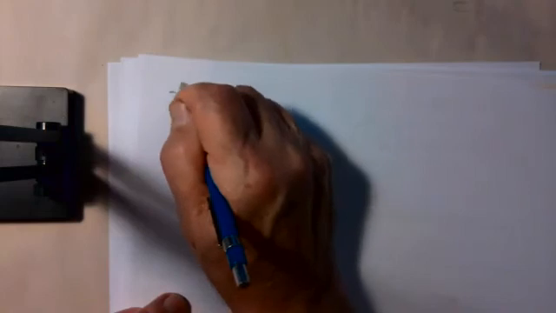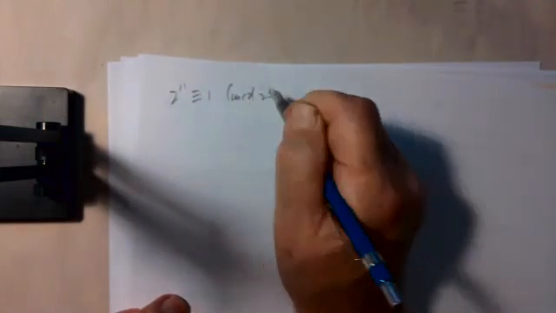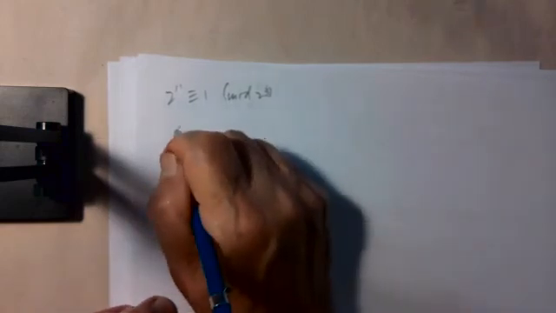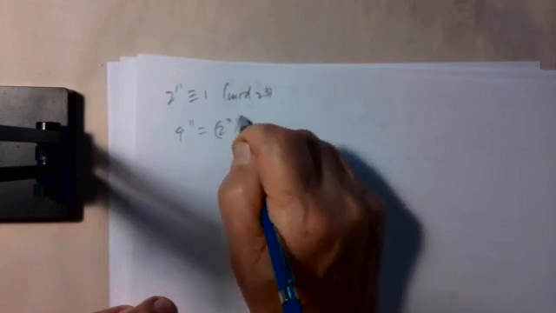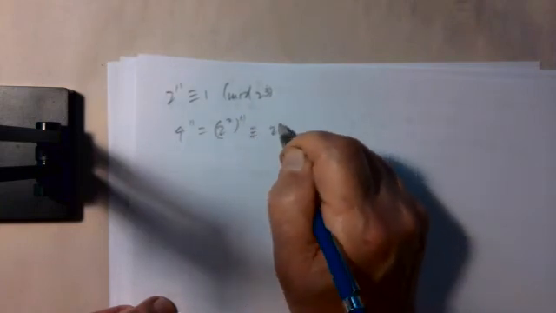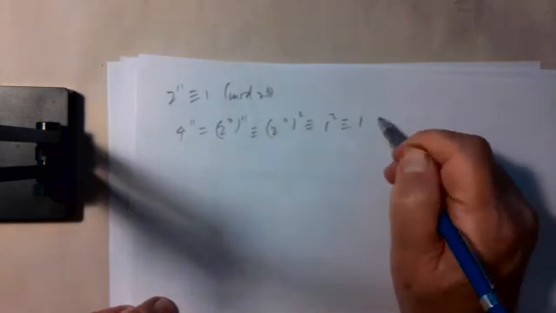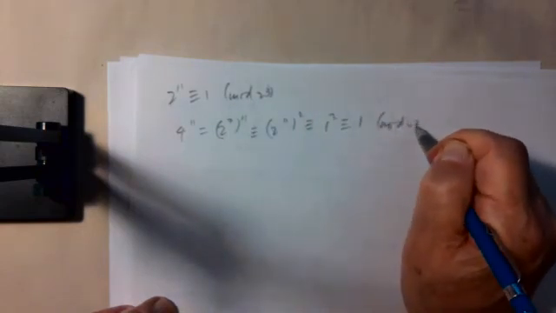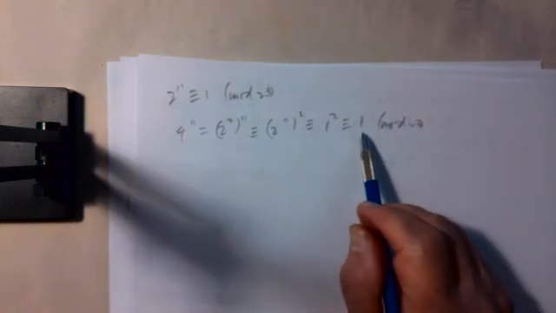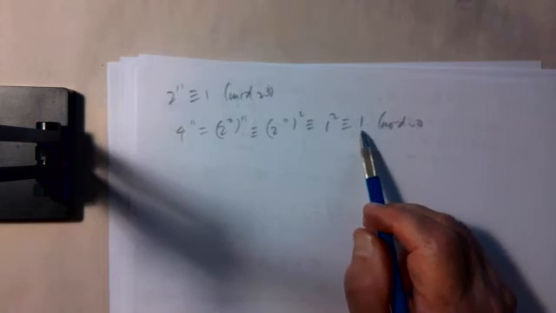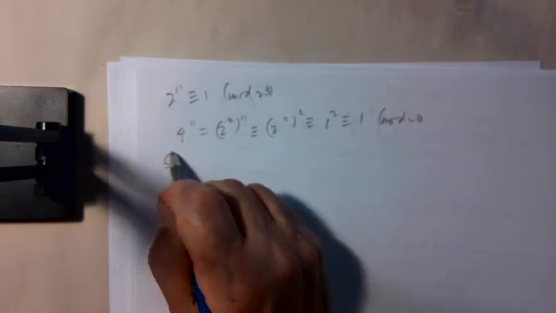Now, we know that 2 to the 11 is congruent to 1 mod 23. Suppose I pick 4. Well, 4 to the 11, 4 is 2 squared. So that's the same as 2 to the 11th squared, which is the same as 1 squared, which is 1 mod 23. So 4 also has order at most 11. So 4 is not going to work. So the next number to try is 5.